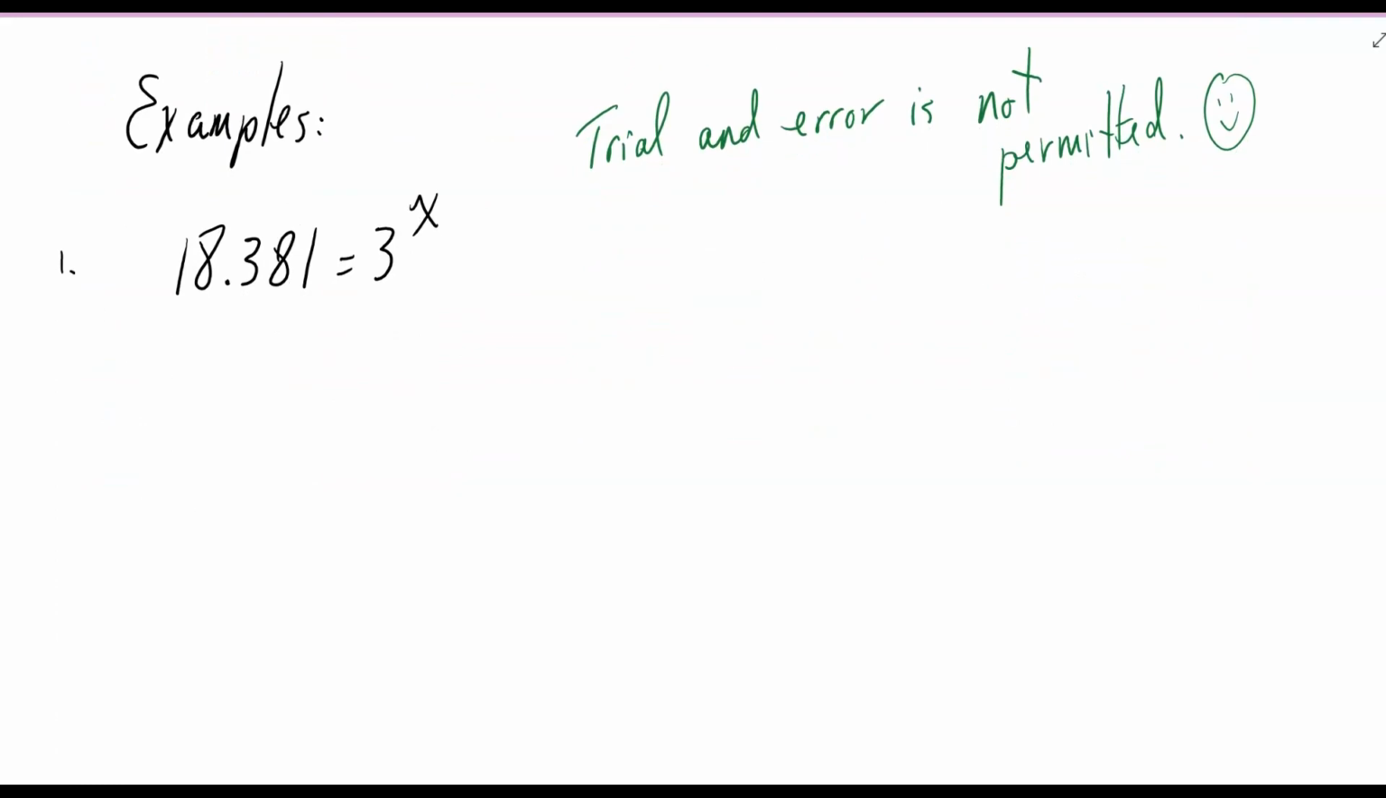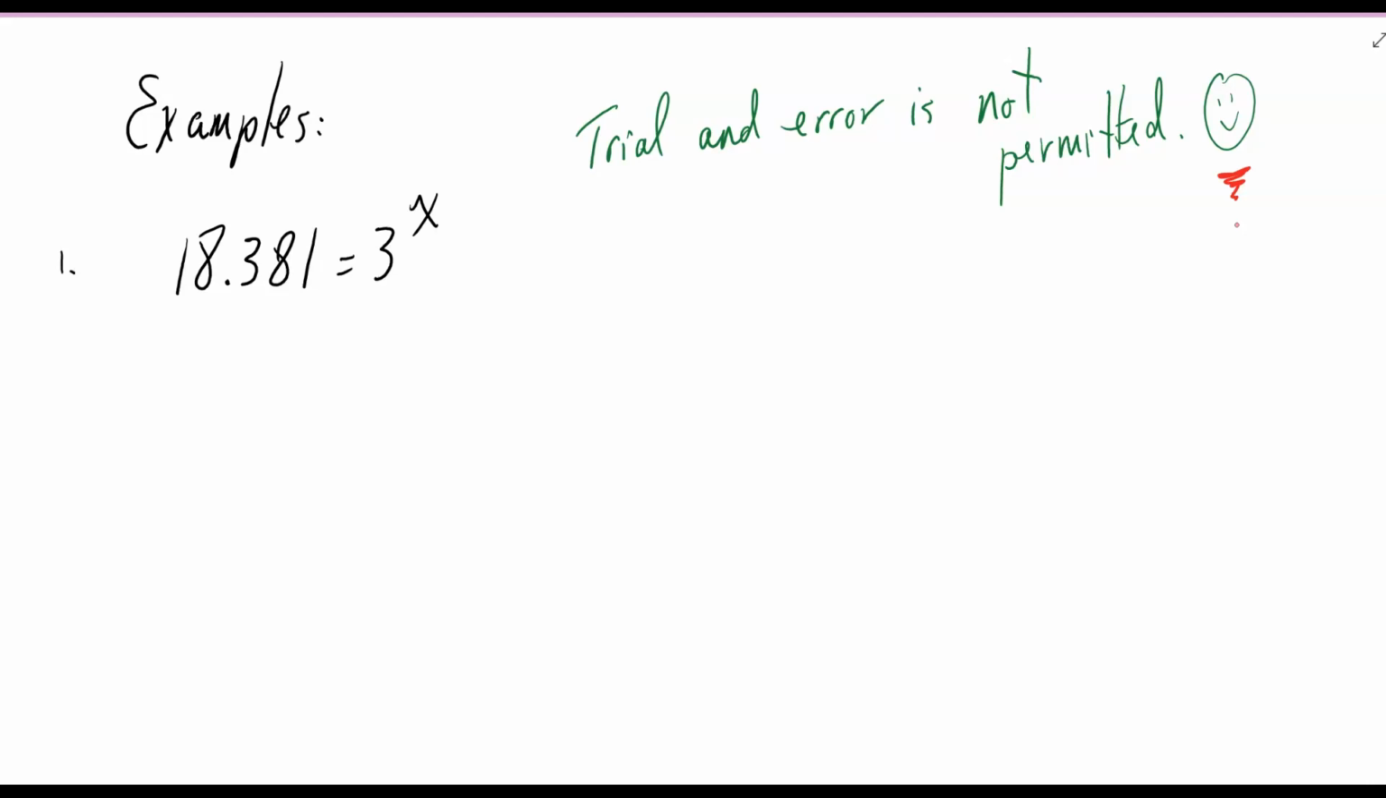Example 1. If 3 to the power of x is equal to 18.381, how do we solve this to find out what exponent x works for this equation? And trial and error is not permitted. Okay, saying that with a smile. I know some people want to try that, but don't resort to trial and error.